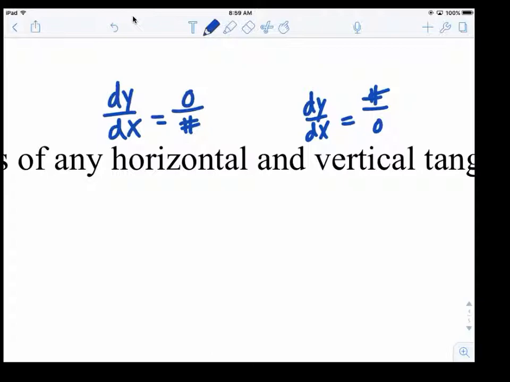But with implicit, they're going to ask you a lot, like, what points do you have vertical tangents. So if it's not implicit, then yeah, you're fine.